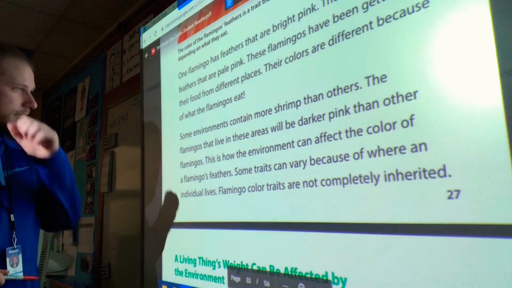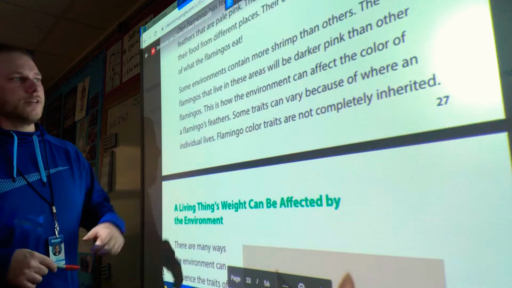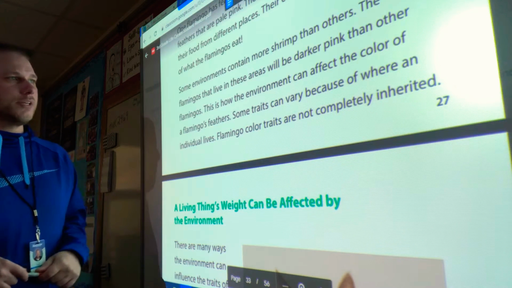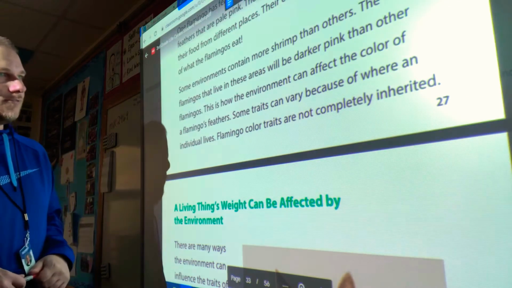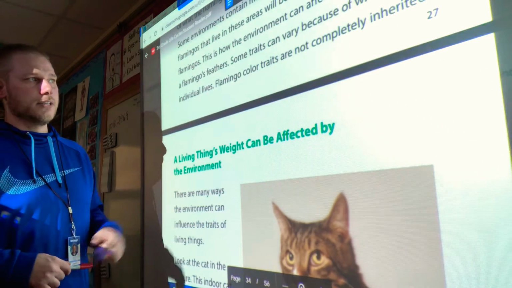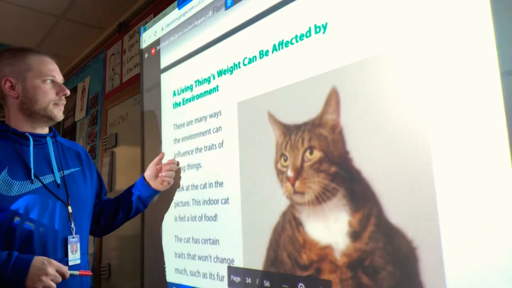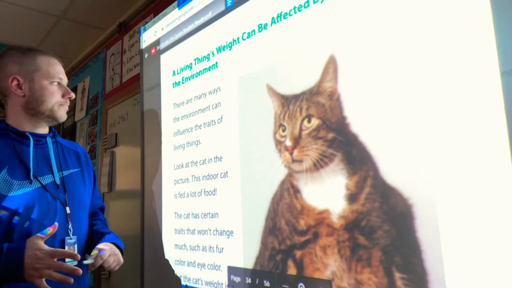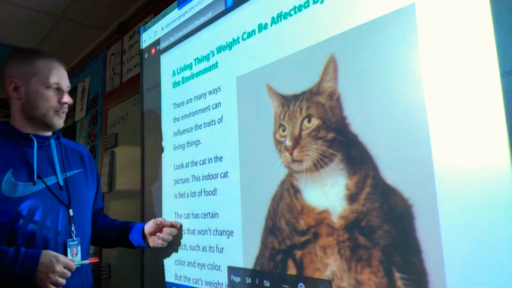Some environments contain more shrimp than others. The flamingo that lives in these areas will be darker pink than the other flamingos. This is how the environment can affect the color of the flamingo's feathers. Some traits can vary because of where an individual lives. Flamingo color traits are not completely inherited. A living thing's weight can be affected by its environment. There are many ways the environment can influence the traits of living things.